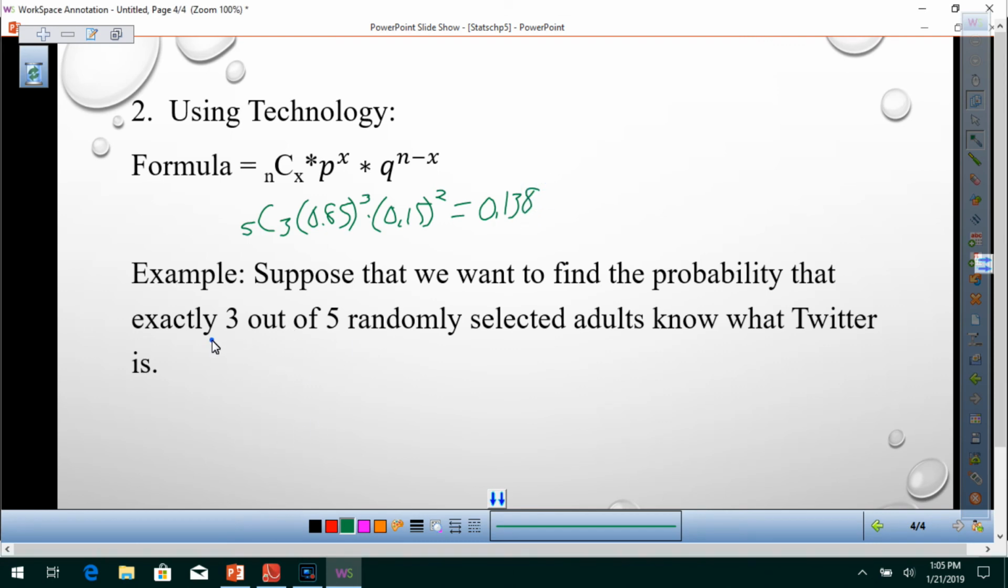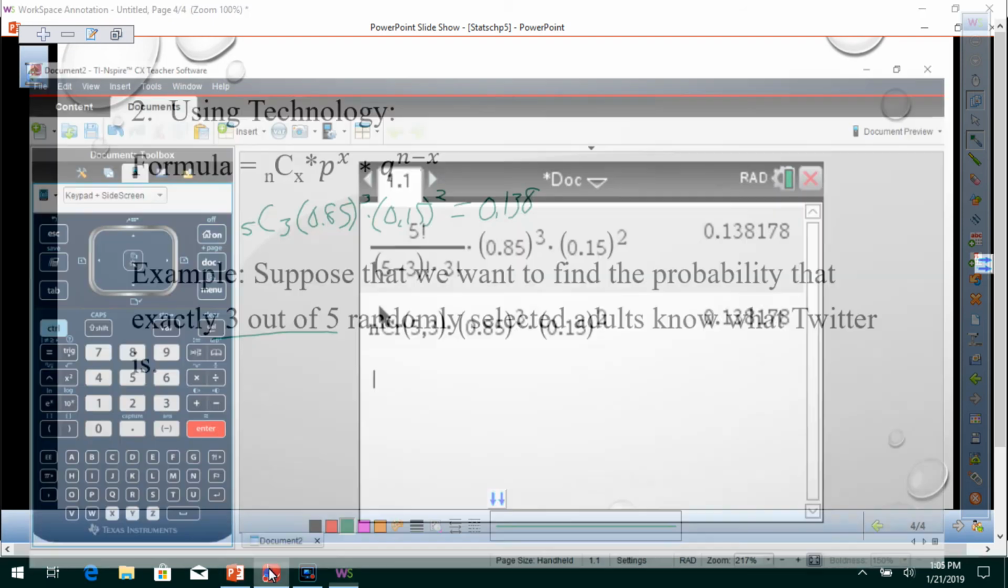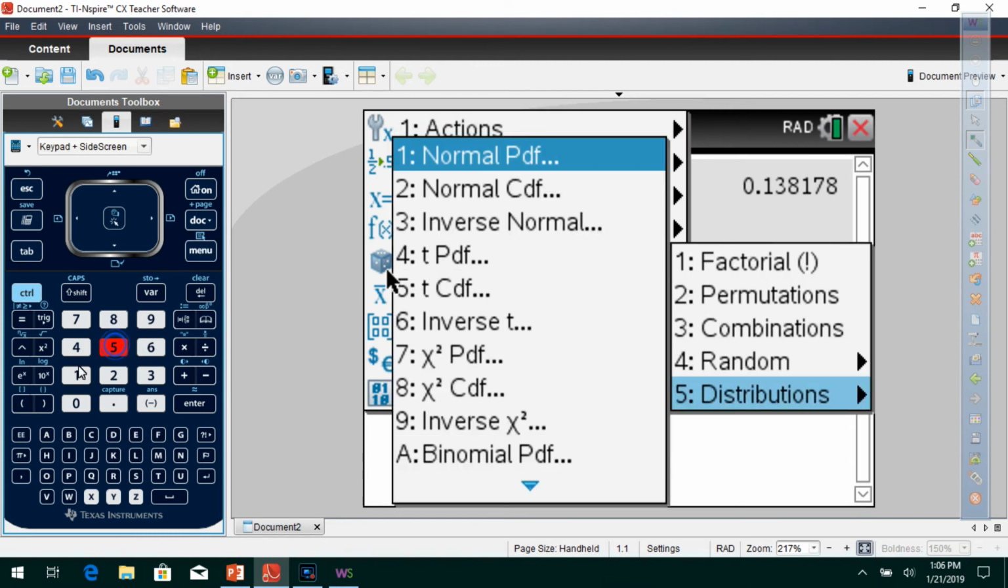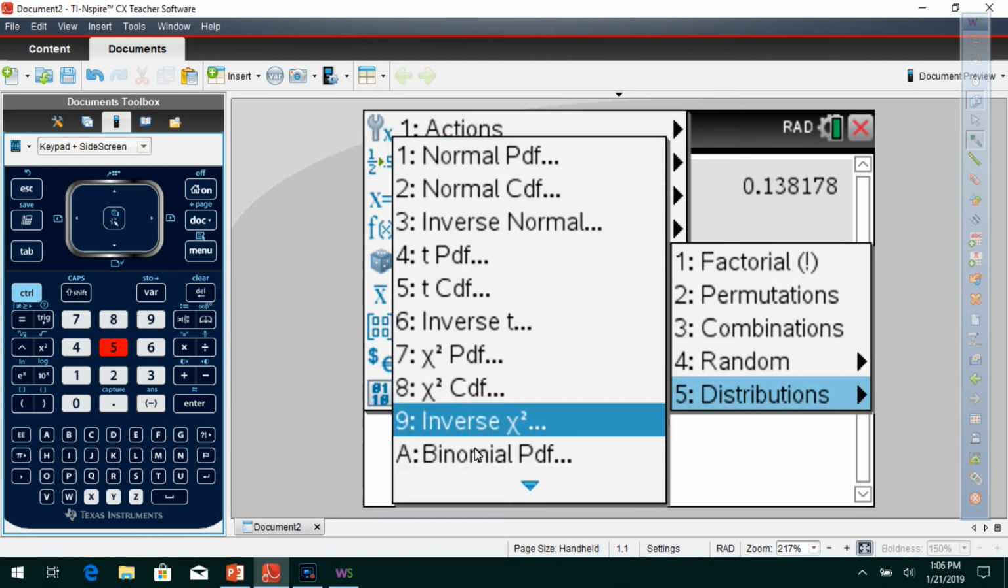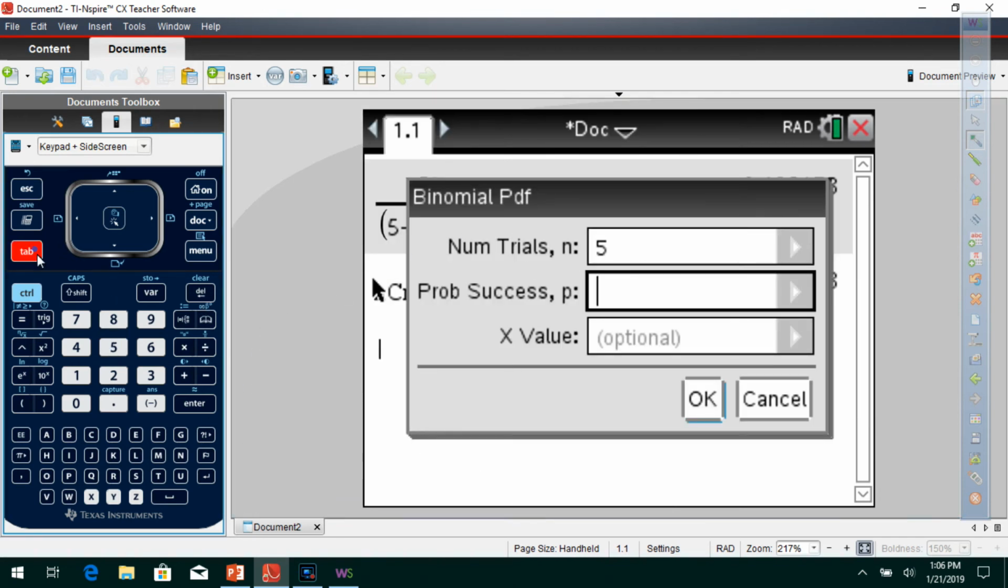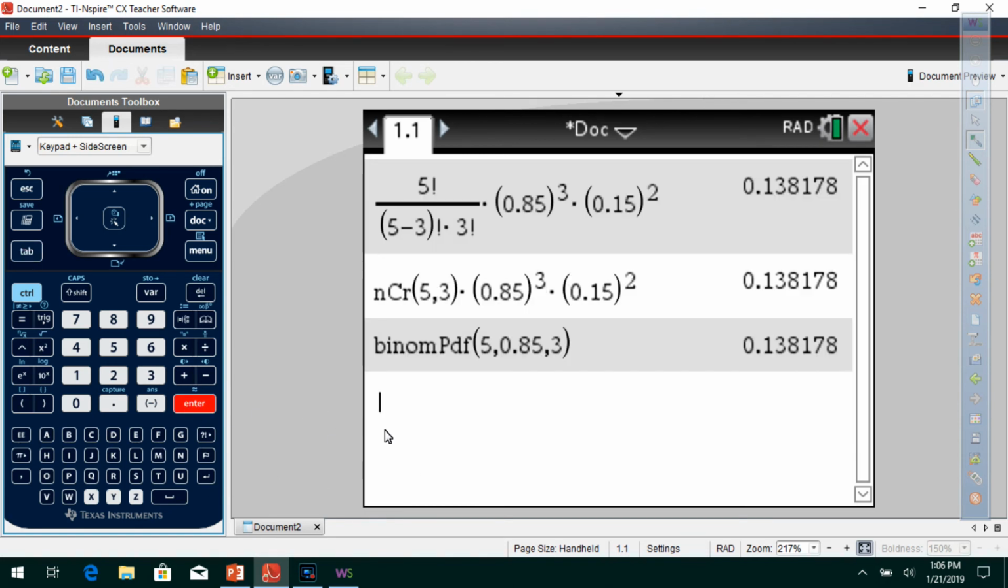Now, there's actually another way we can do it. And this one is actually even easier. Let's go to the calculator. We're going to do menu 5, 5A down here, binomial PDF. Number of trials, 5. Probability of success, 0.85. And then the x value we're looking for is 3. Same exact answer.